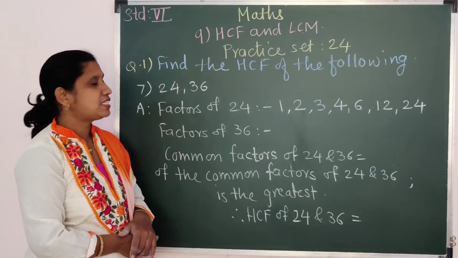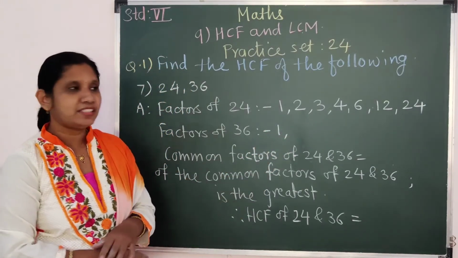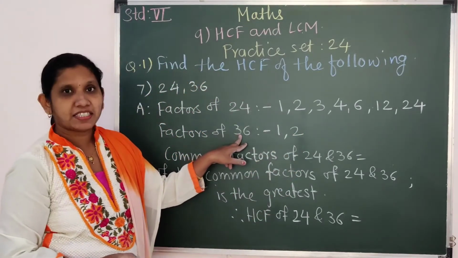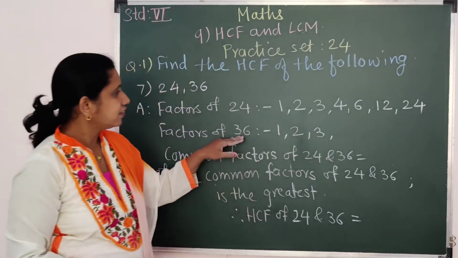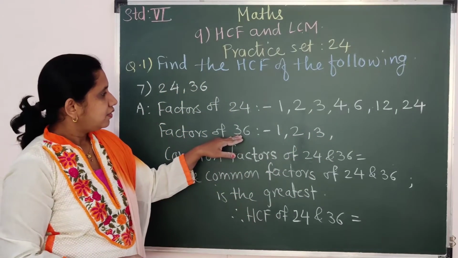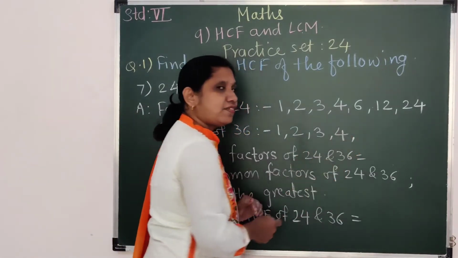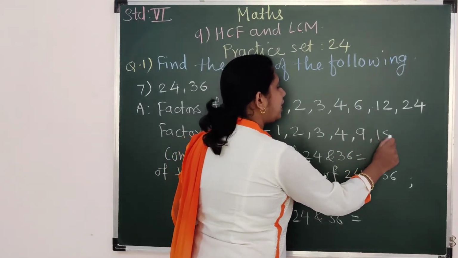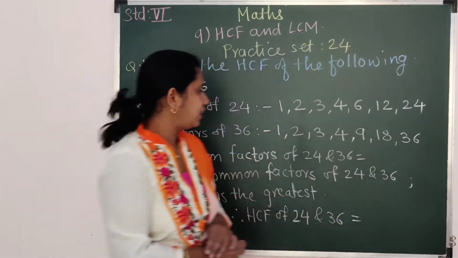Factors of 36. 1. Then unit place digit is 6, so it is divisible by 2. 3 plus 6 is 9, so it is divisible by 3. Then by 9, 4 9s are 36, also it is divisible. Then 9 4s are 36, 18 2s are 36 and 36 1s are 36.